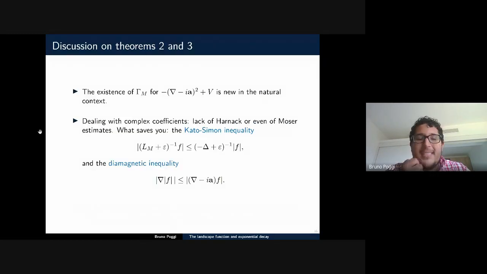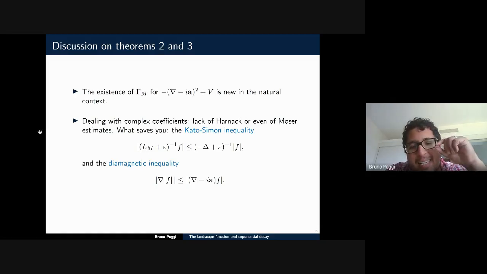So some discussion on these theorems. The existence of the fundamental solution is new in this natural context, because it had not been written before. Under very minimal assumptions on the magnetic potential and the electric potential, we construct the fundamental solution and show that it's a weak solution, at least away from the diagonal.